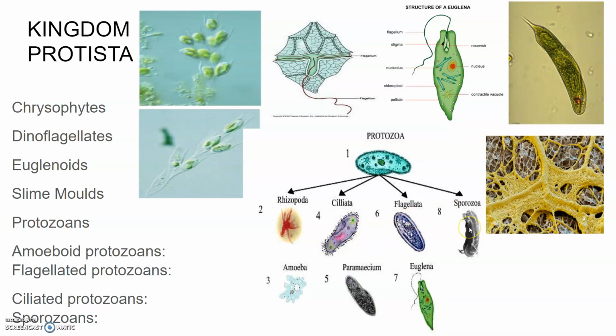Sporozoans. These include diverse organisms which have an infectious spore-like stage in their life cycle, and the most notorious is Plasmodium, which is also called the malarial parasite, which causes malaria.